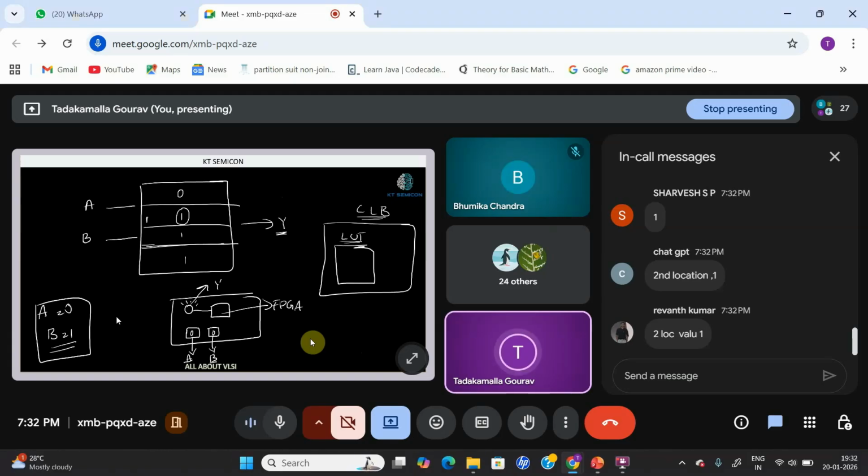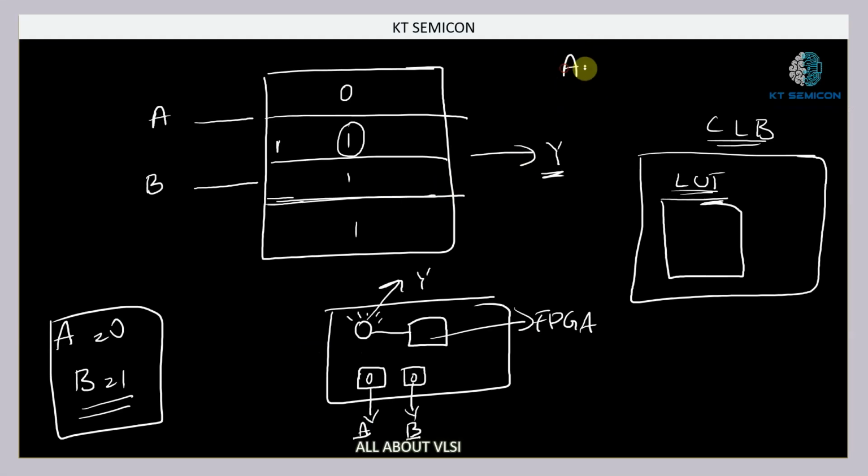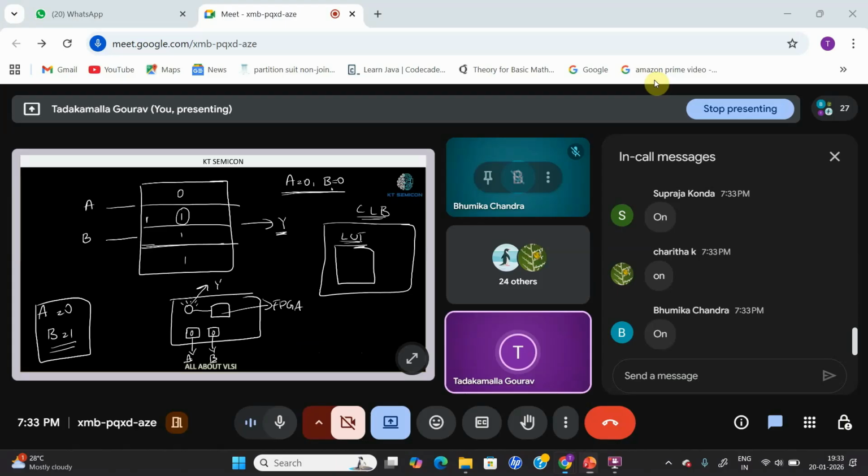Now, will the LED be turned on or will it be turned off? If our output is equal to 1, will the LED be turned on or turned off? LED will be turned on, right? Now, let's say you are going to provide A equal to 0 and B equal to 0. Now, what will be the status of your LED? Whether it is turned on or whether it is turned off.